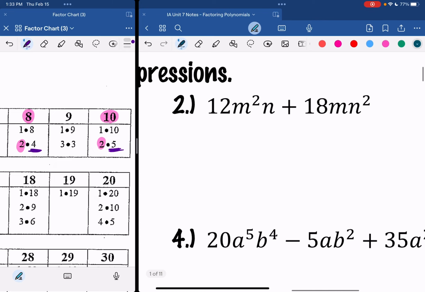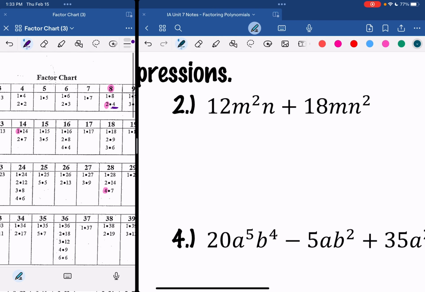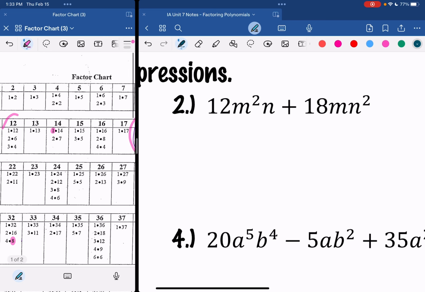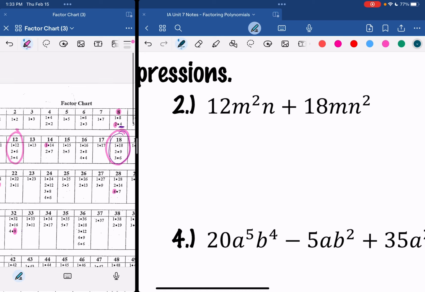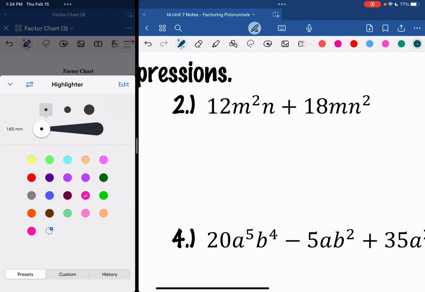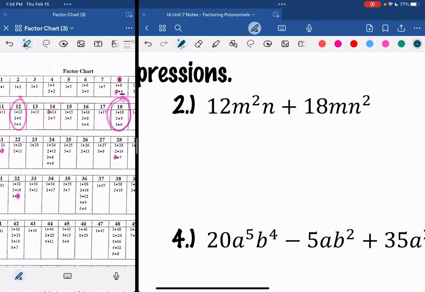Number 2. So let's go to 18 and 12. So on my thing, here's 18. And here's 12. So they both share, I'll pick a different color, green, they both share 3. They both share 2. Both share 1. Anything else? Oh, they both share a 6.